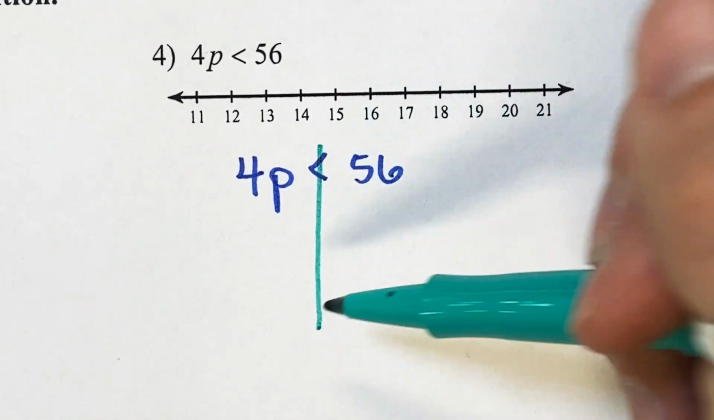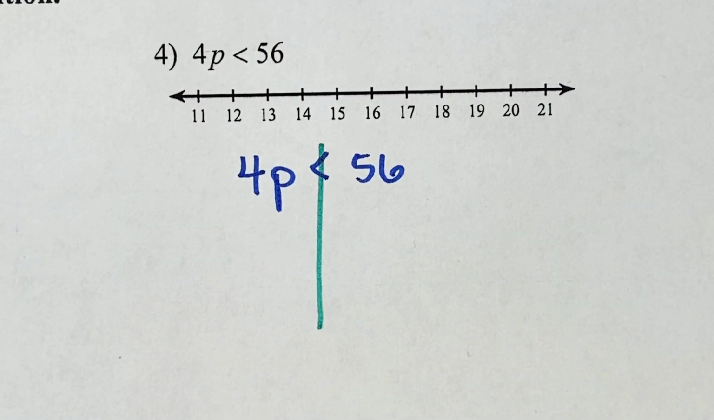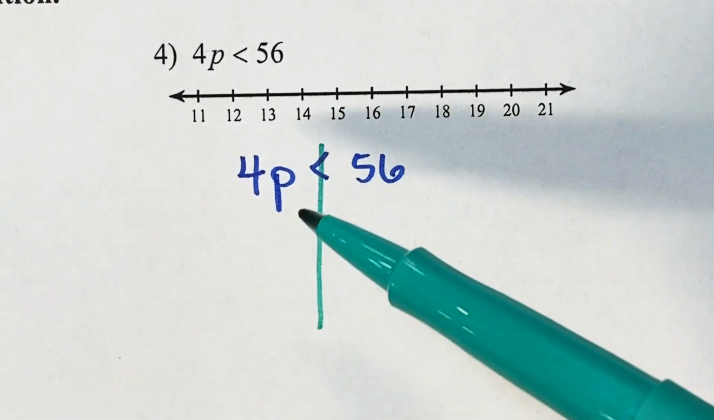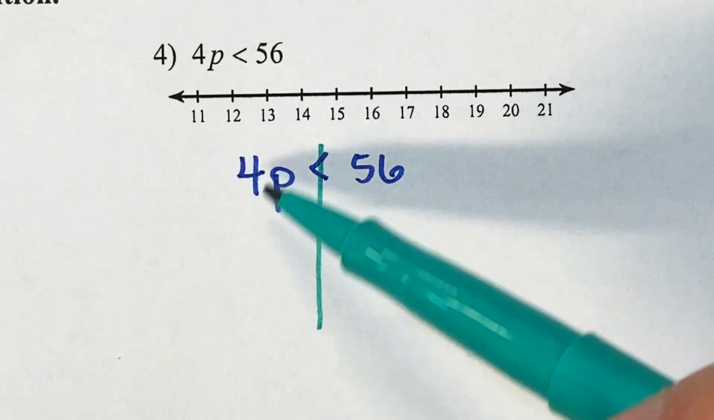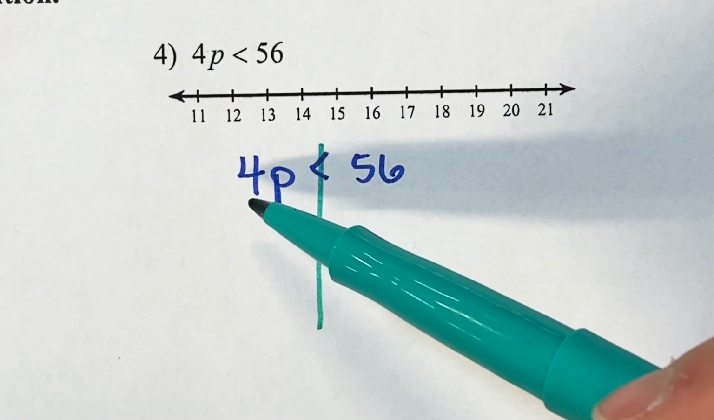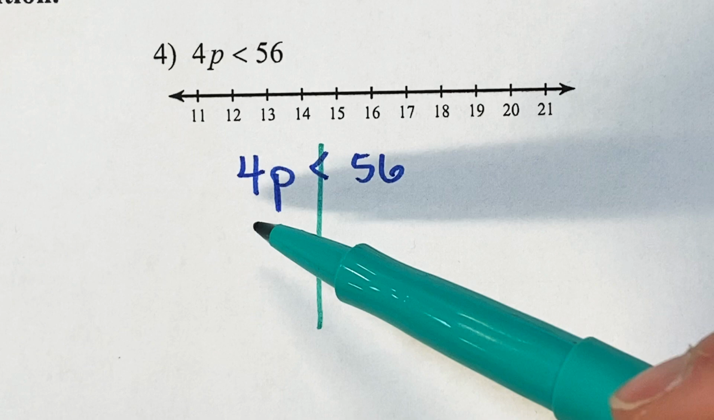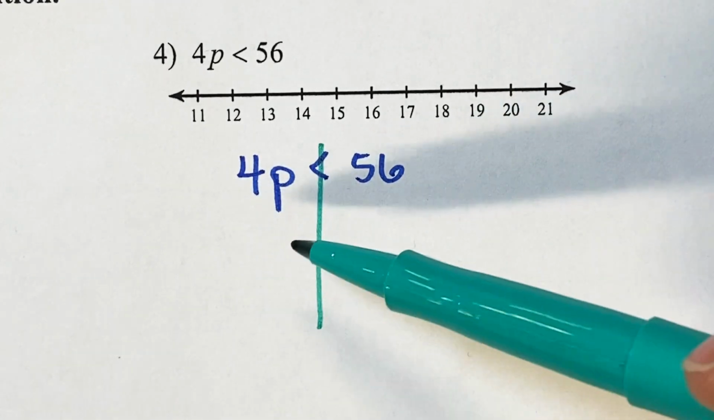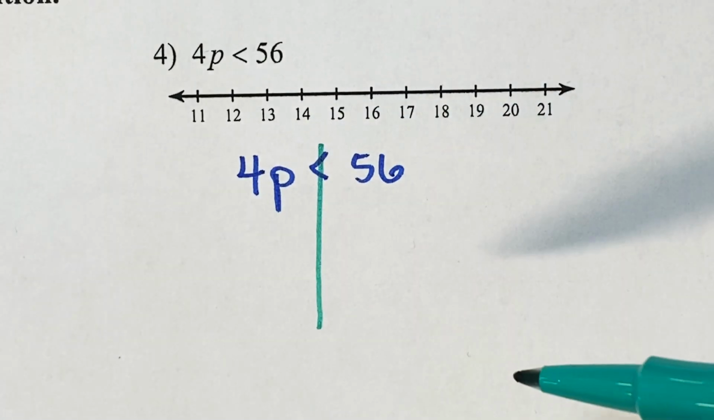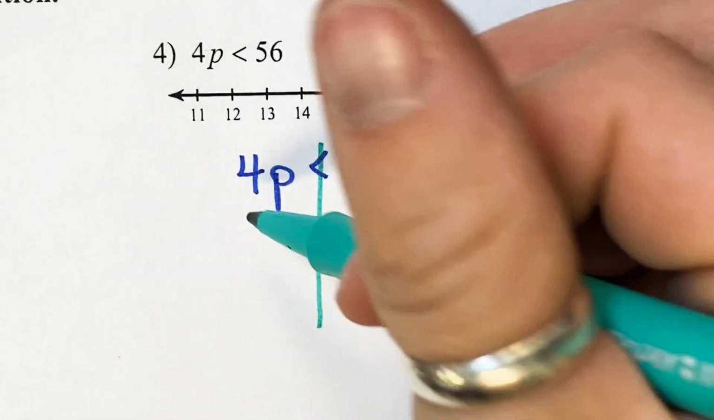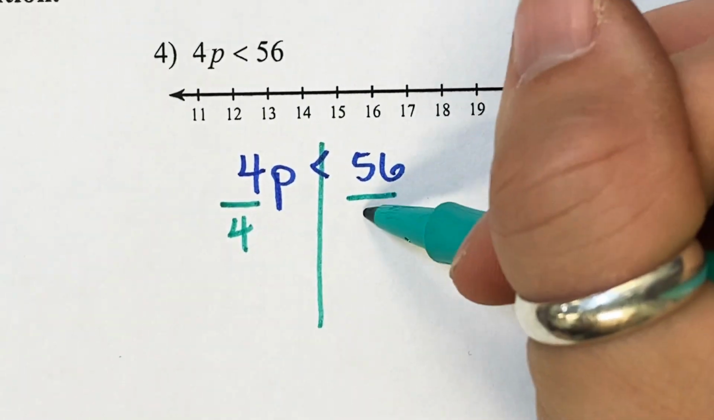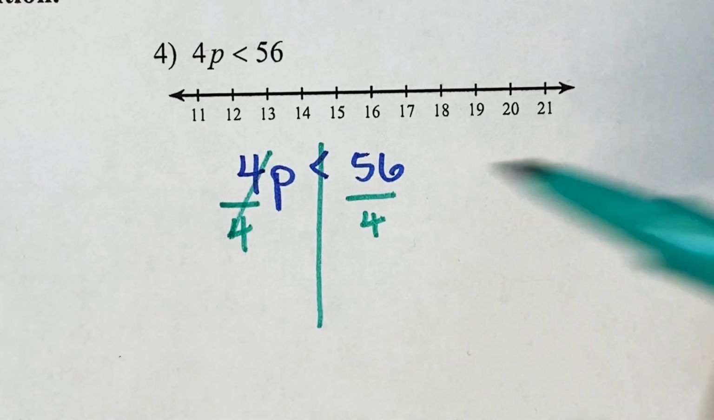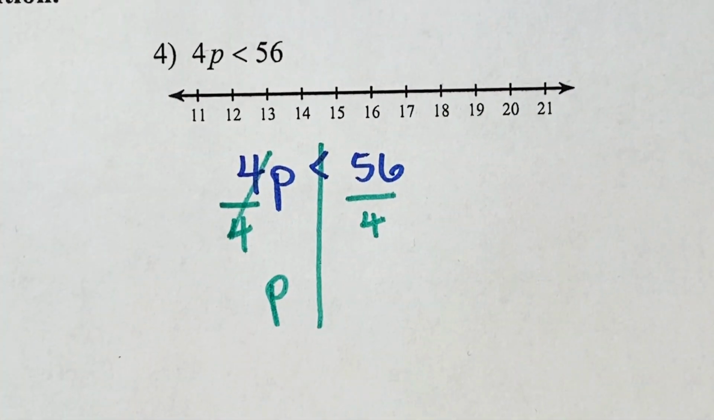So you can go ahead and draw your line down your inequality sign. Okay, and we need to get rid of whatever is on the same side as our variable. What's attached to my variable is this times by 4. The 4 is right next to it, so we know that it is being multiplied. So what is the opposite of times by 4? That is divide by 4. So we are going to divide by 4 on both sides. That gets rid of that, and my P is going to end up being all by itself.